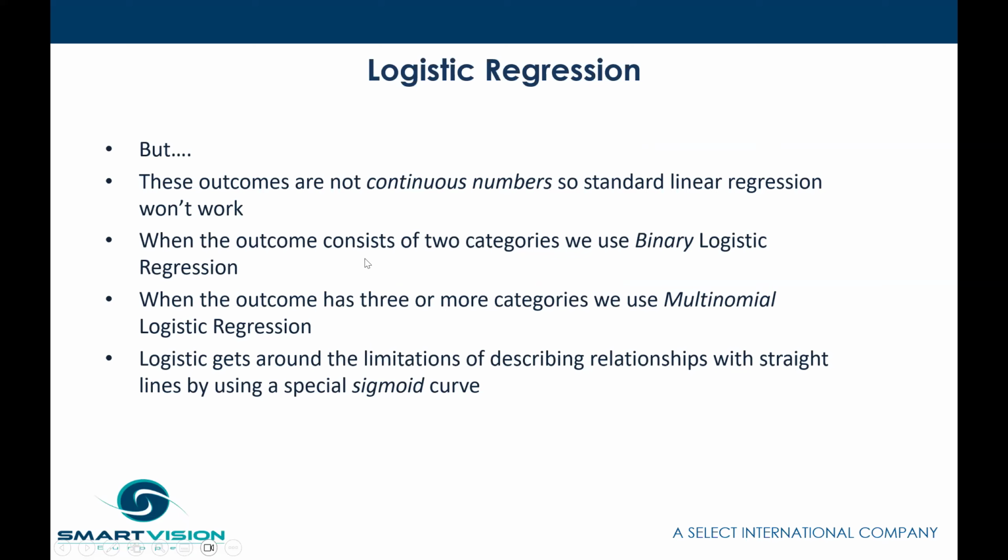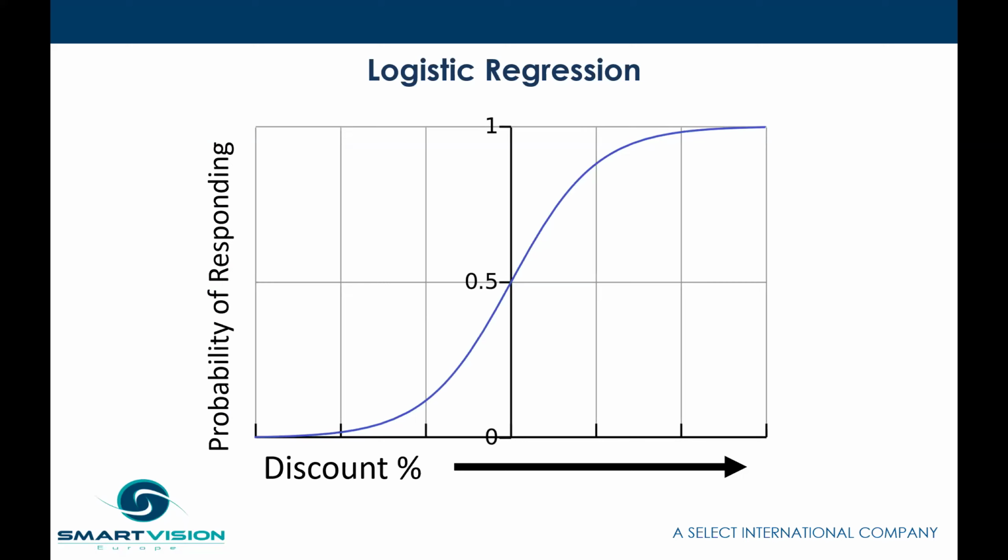And when the outcome consists of two categories, as it does here in this example, we use binary logistic regression. And when it has three or more categories, such as low, medium, high, or three different product groups, we use multinomial logistic regression. And logistic regression gets around the limitations of describing relationships of straight lines by using a special sigmoid curve. And this is what the sigmoid curve looks like.